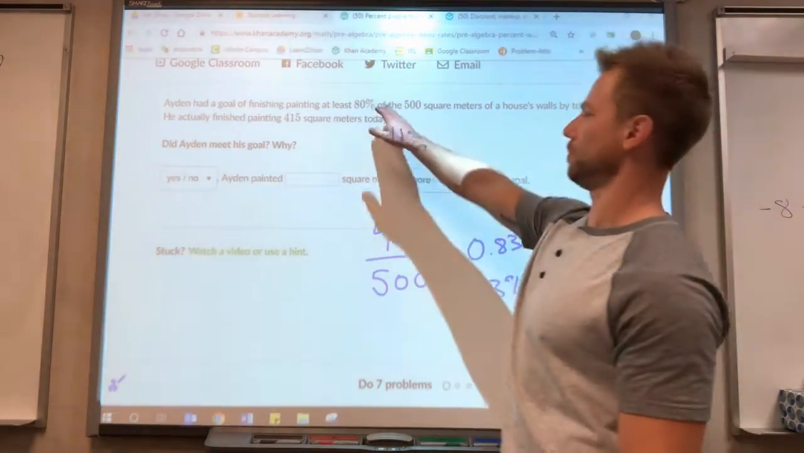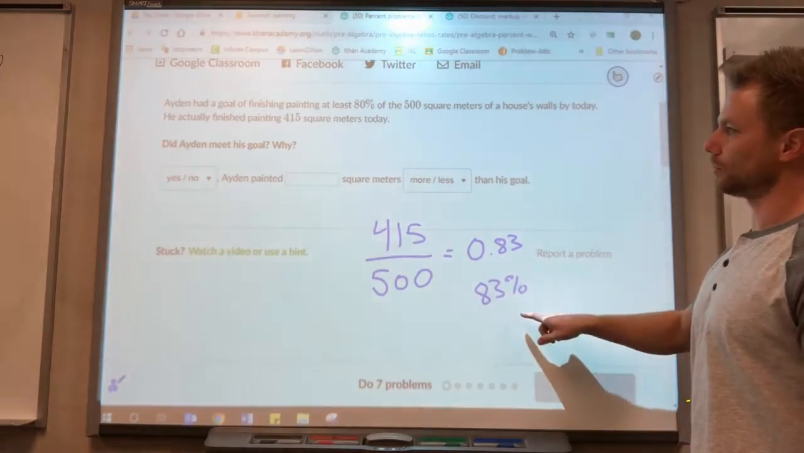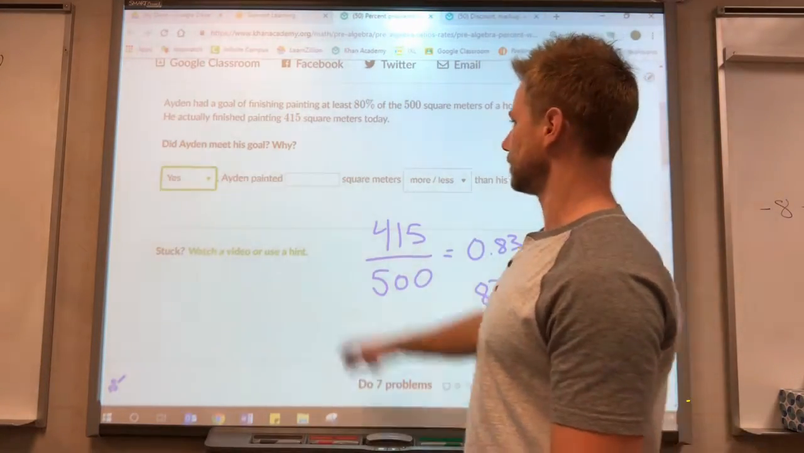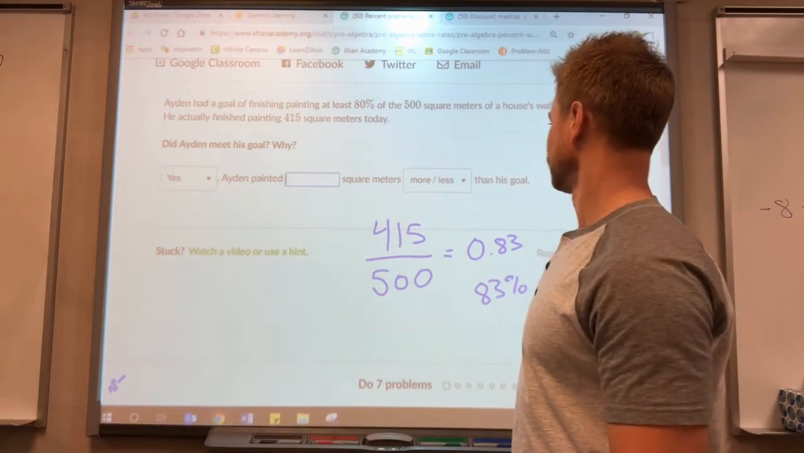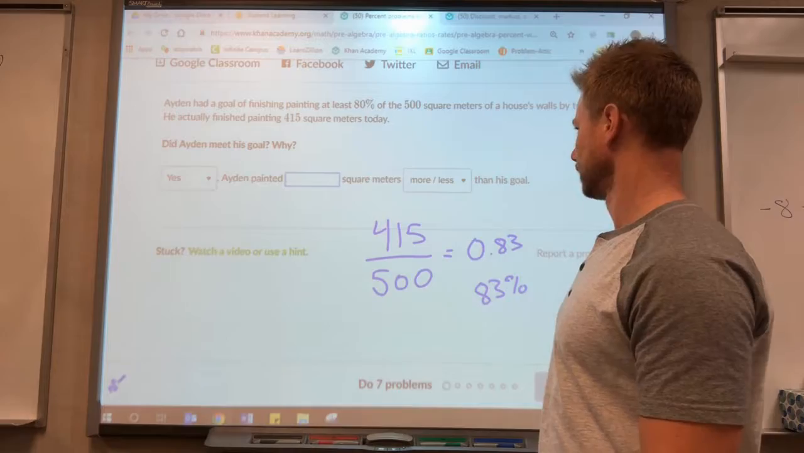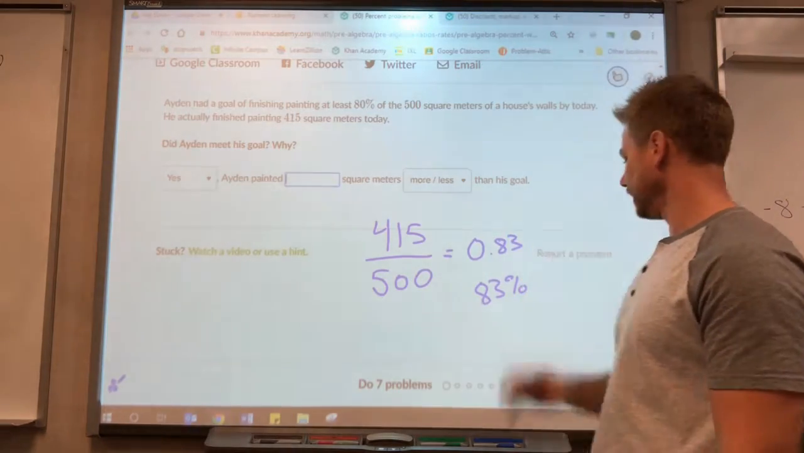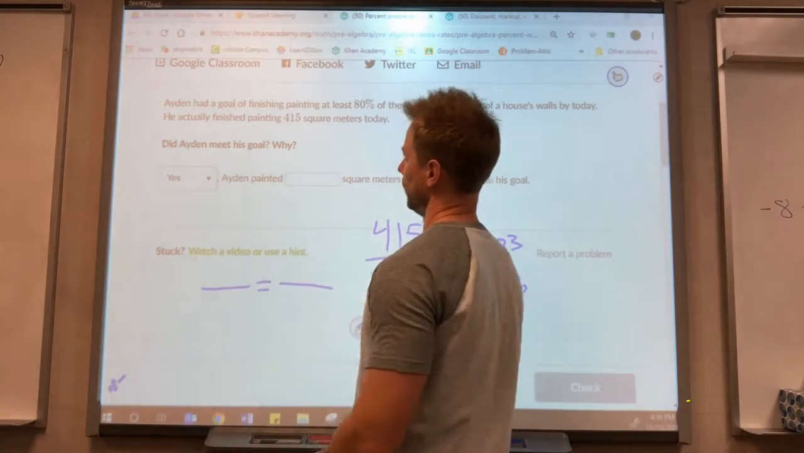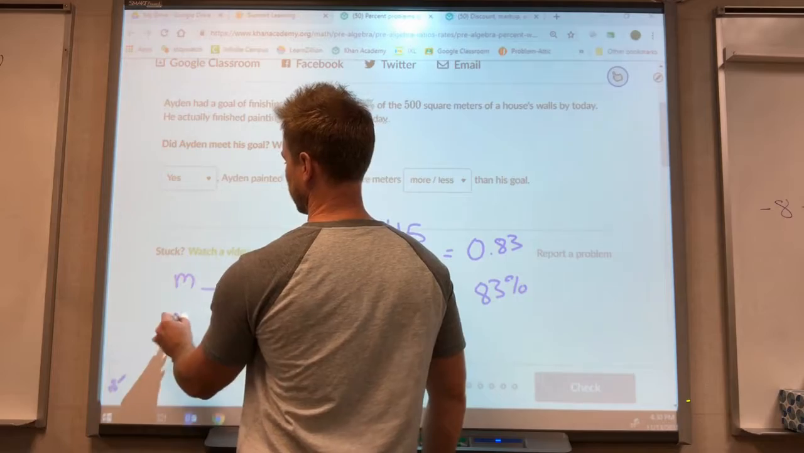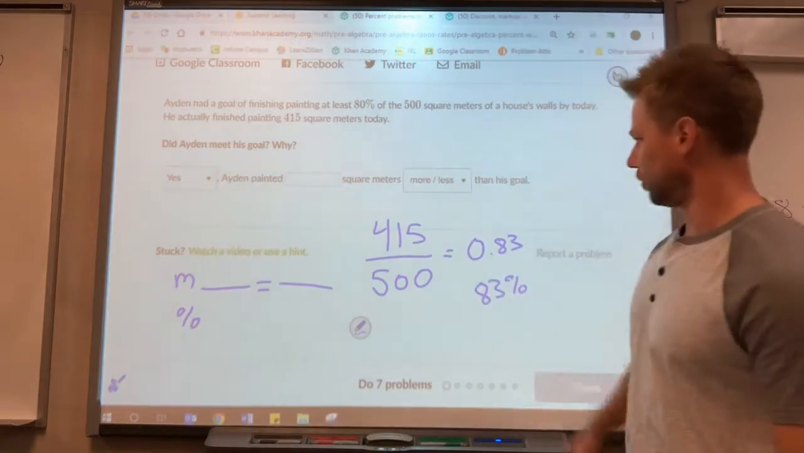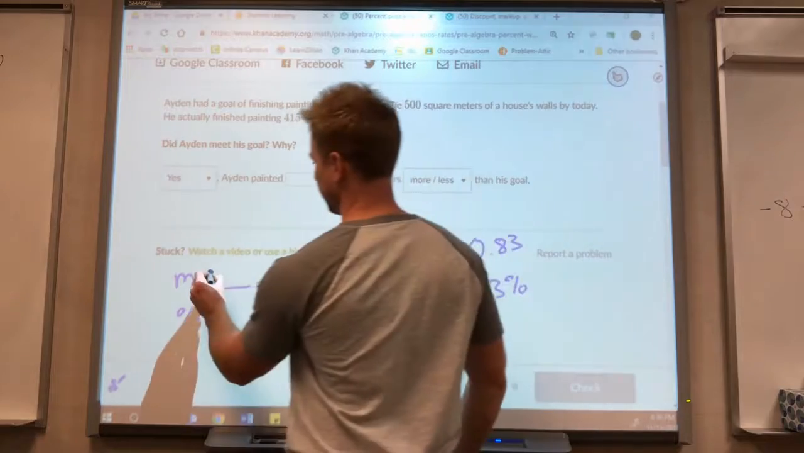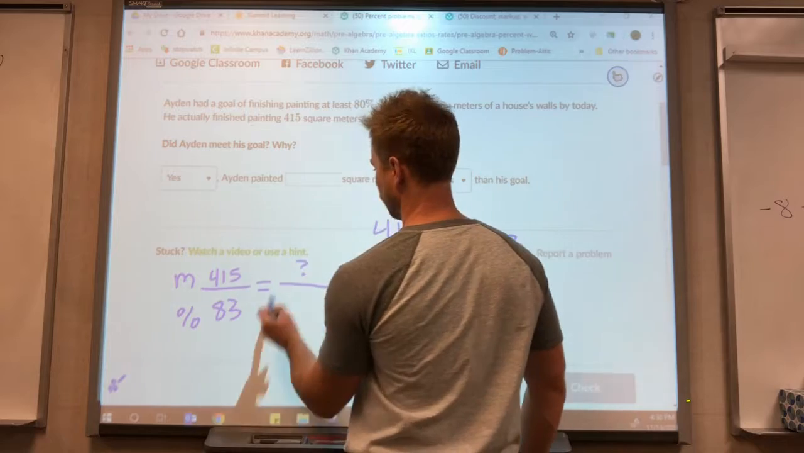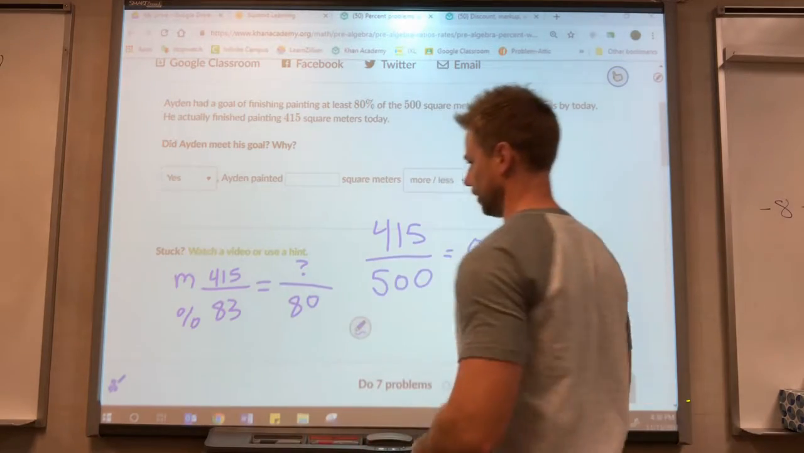Okay, so he wanted to finish 80%. He actually finished 83%. Did he meet his goal? Yes, he met his goal. How much more did he paint? Okay, so he got 83%. So this is where we write a proportion. We have meters and percent. Okay, if 415 square meters is 83%, how much would be 80%?